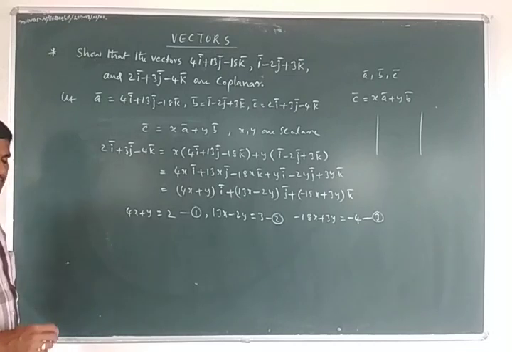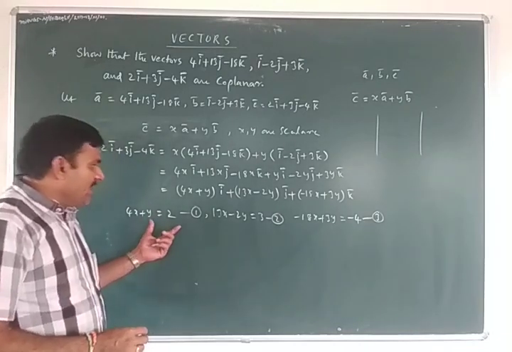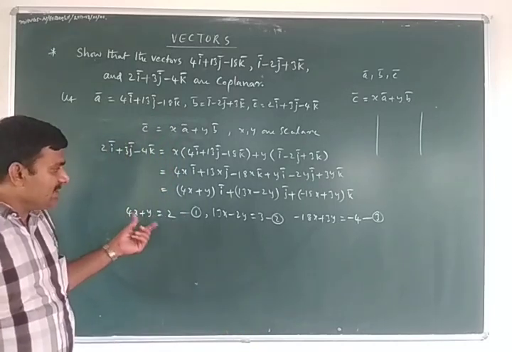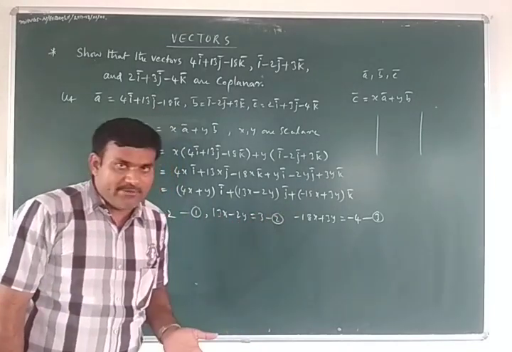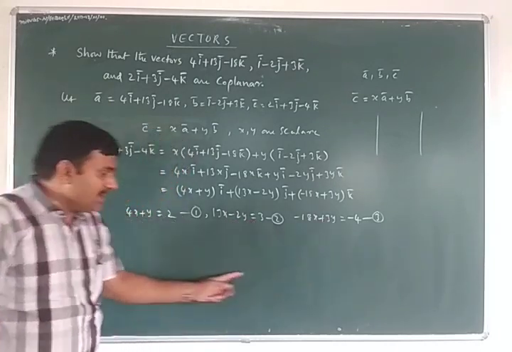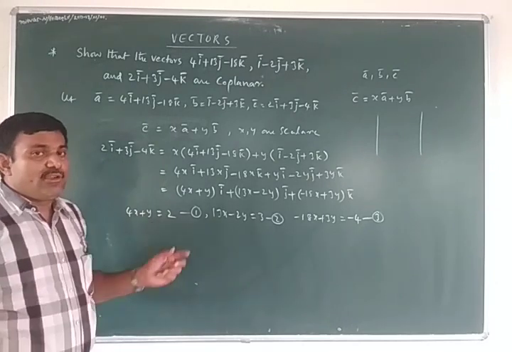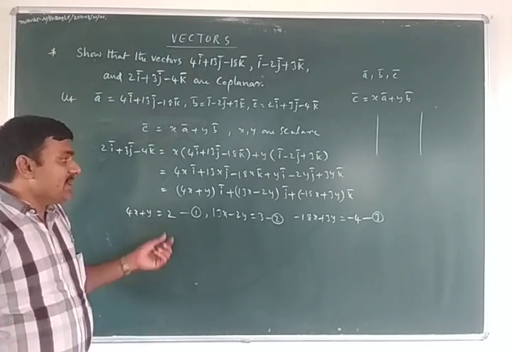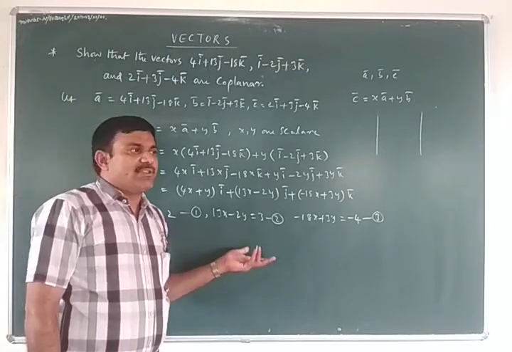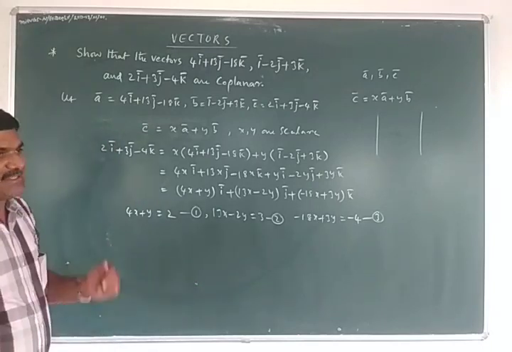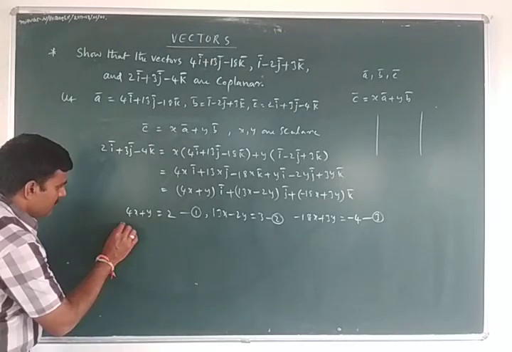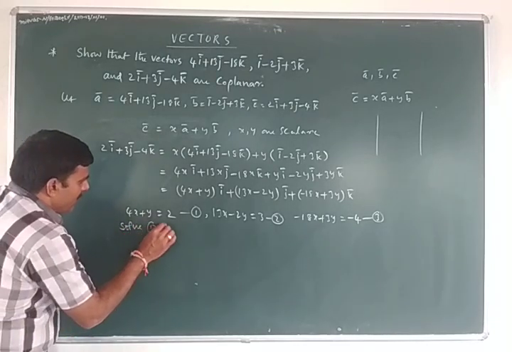Now we have three equations in terms of x and y. Solve any two of these equations, either the first two, or the other pairs. When solving, we will get the x and y values. Substitute those x and y values in the third equation. When it is satisfied, they are coplanar vectors, otherwise non-coplanar vectors. Here I am solving 1 and 2.